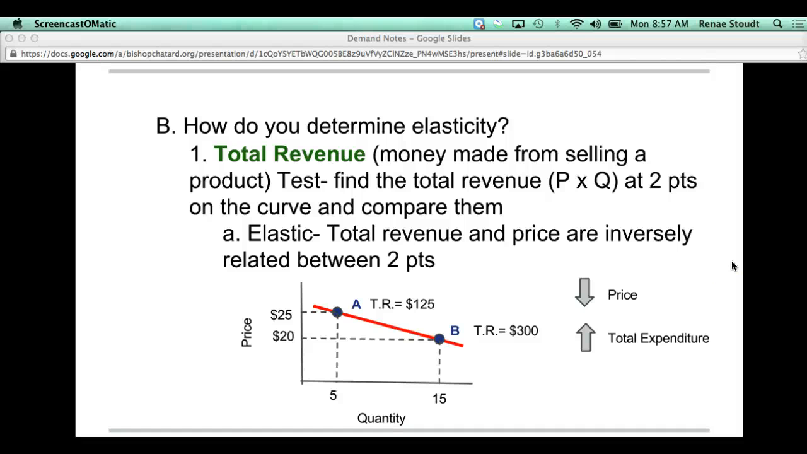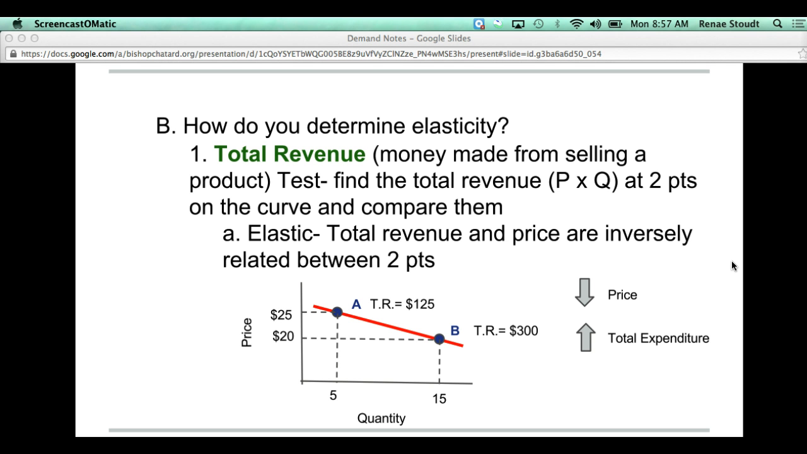All right, so last week, this is where we left off. We had talked about the total revenue test. And so the total revenue test was looking at determining total revenue at two particular points. And I know I have it up there, but what is total revenue? What does that mean? Total revenue. So how much money the producer is going to make from selling it.